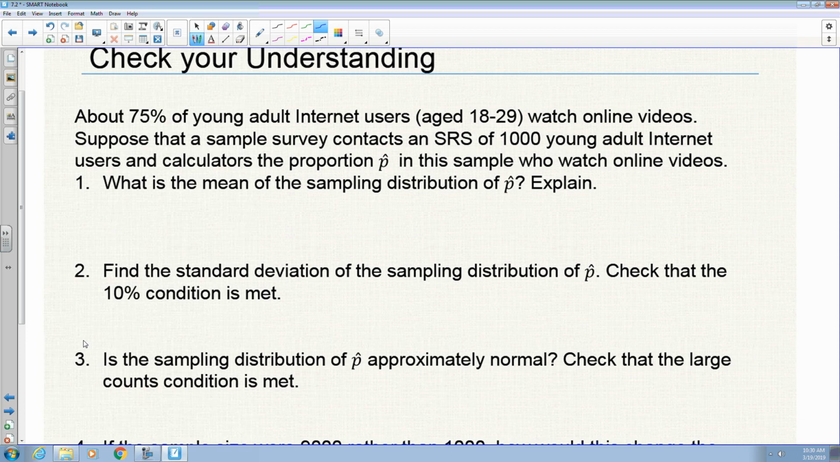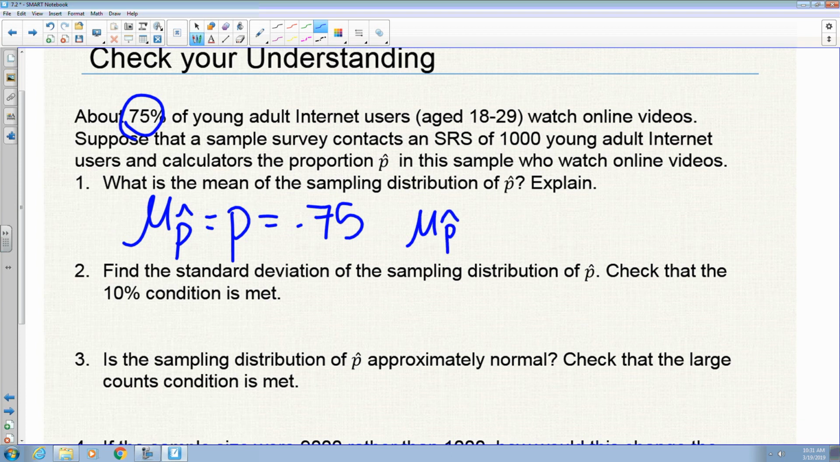If we know the population proportion is 75%, then the mean of the sampling distribution is going to be the same. So mu of p hat is the same thing as p, which is 0.75. The reason for that, if we want to explain our answer, is that p hat is an unbiased estimator.